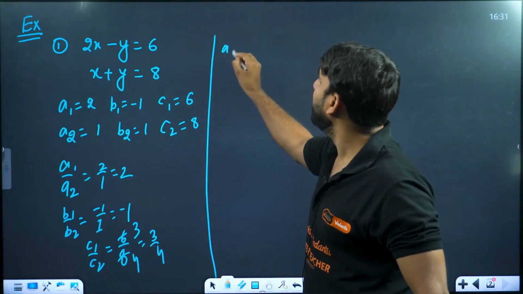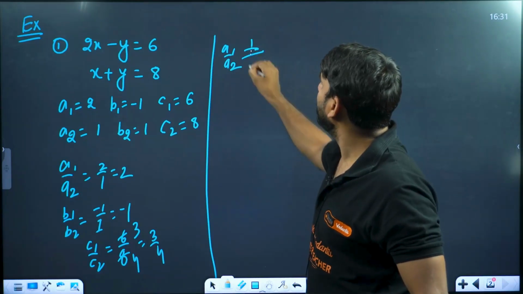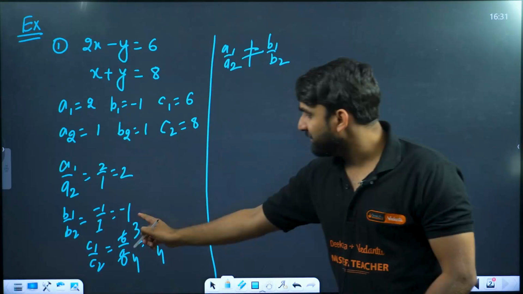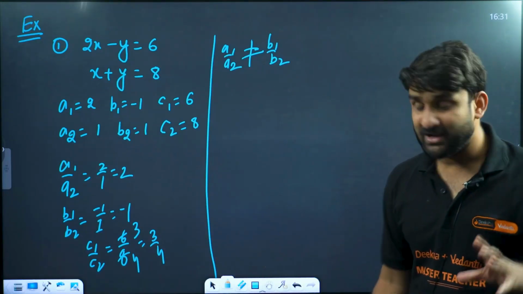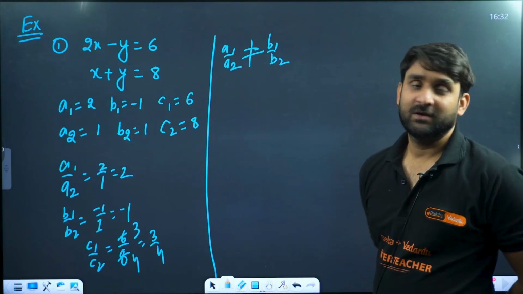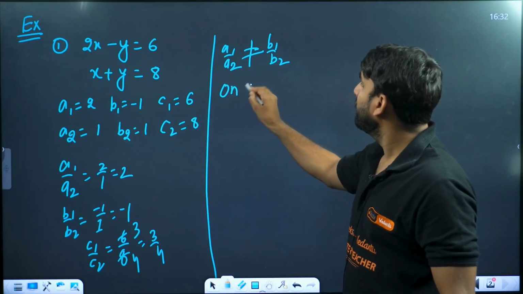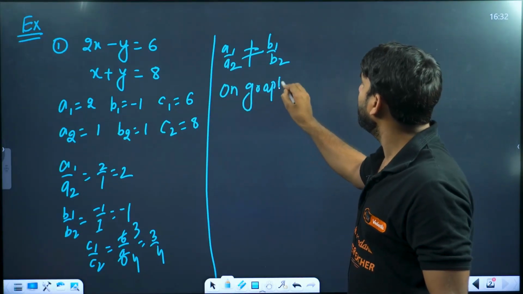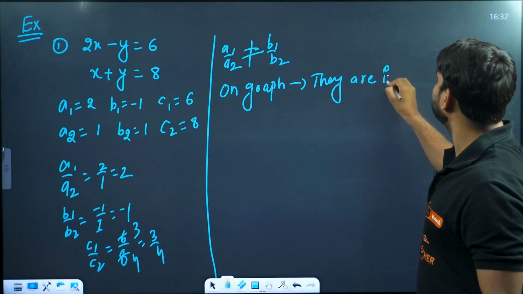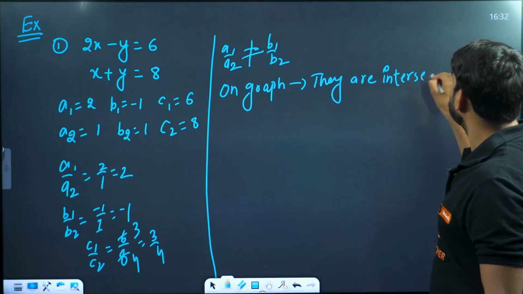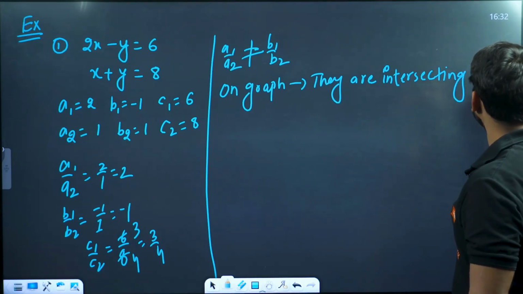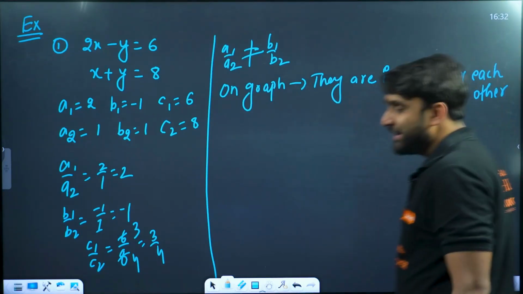visible a1 by a2 is not equal to b1 by b2. Why? a1 by a2 is 2 and b1 by b2 is minus 1. They are not equal to each other, and if they are not equal to each other, they will be intersecting. So on the graph we can write they are intersecting each other. Yes, they are intersecting each other.